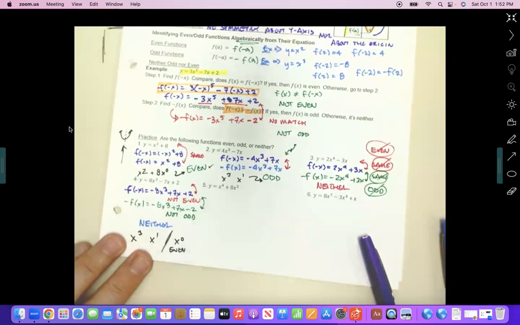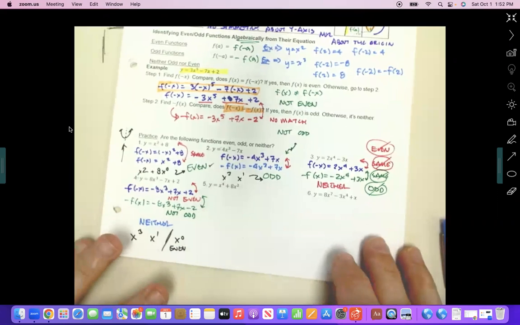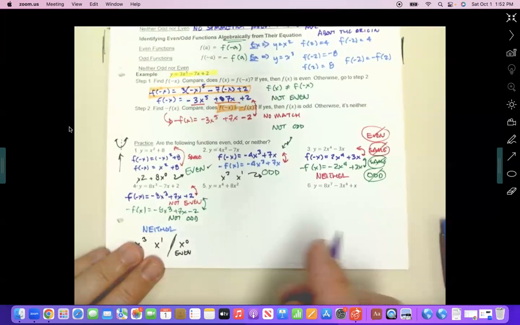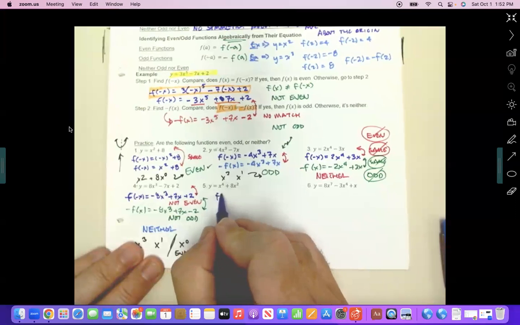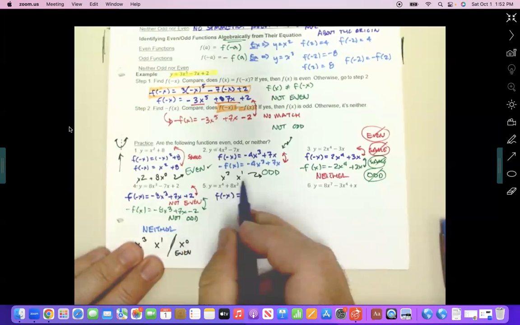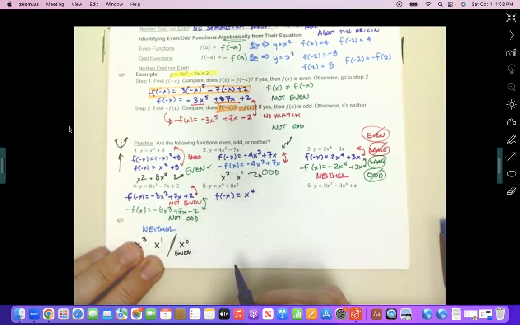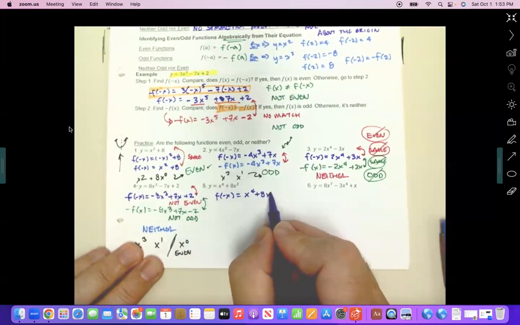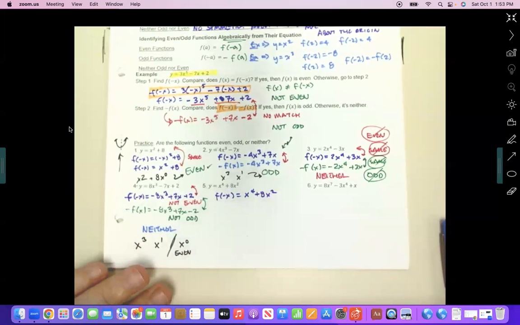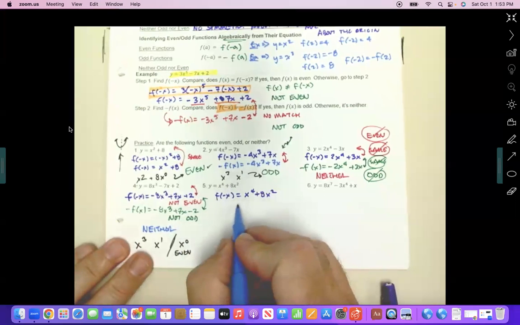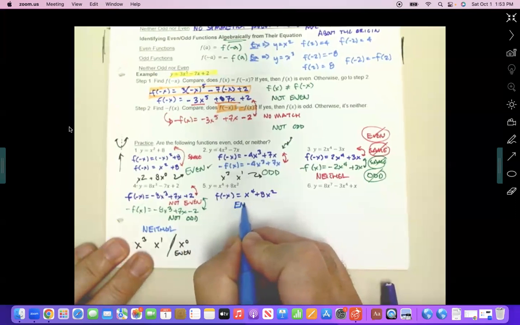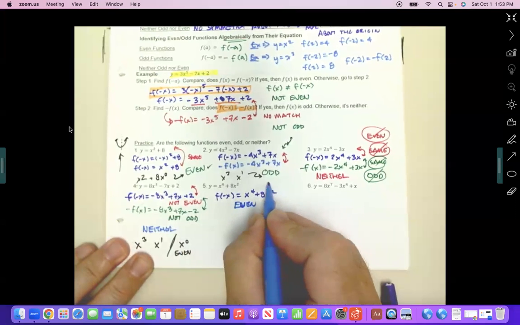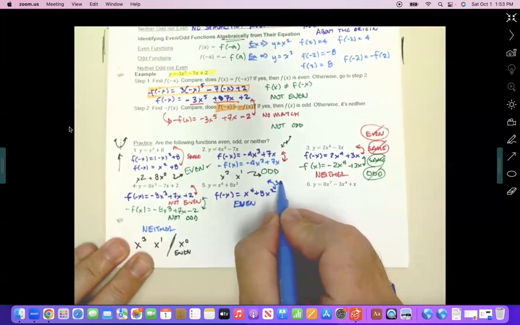Algebraically, we're asked to show that this is odd or even algebraically. We're going to substitute in the opposite of x in each one of these and compare. Opposite of x to the 4th power will still be a positive x to the 4th power. Opposite of x squared times 8 will also give us the same value of 8x squared. Therefore, this must be an even function, since both of these are the same.